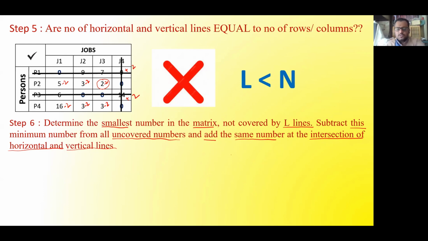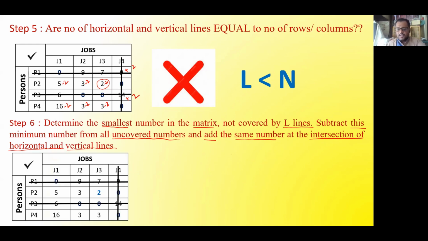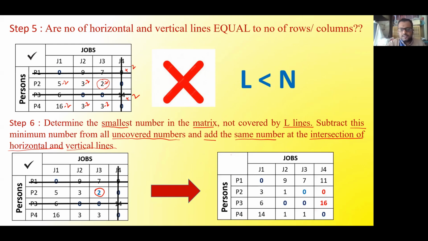Now any doubts? So doing this, I will get it like this. So yes, I have shown in this step that 2 is the minimum number and I will do it as per the given condition. Okay, so we have done this step.